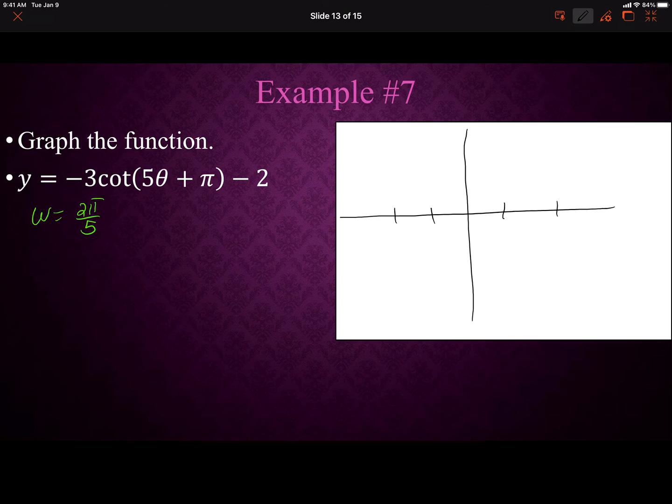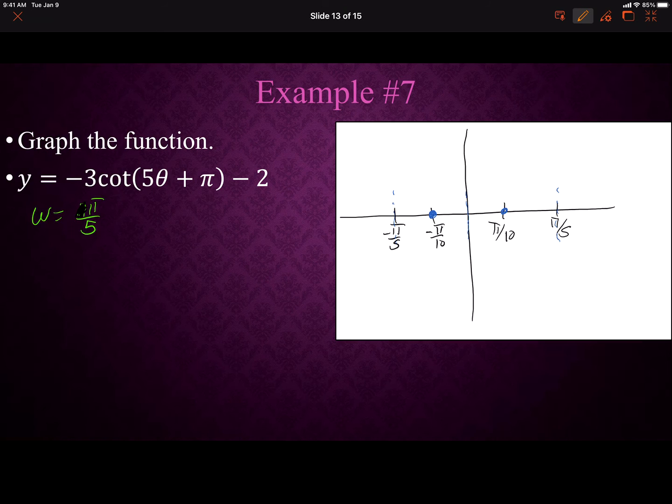The half period, sorry, would be pi over, this should have been just pi over 5, not 2 pi over 5, because it's pi over b. So this is pi over 10 for the half, pi over 5 for the full. Negative side is negative pi over 10 and negative pi over 5. So for the original, without the shifting, we have vertical asymptotes at negative pi over 5, 0, and positive pi over 5, with midline points here at negative pi over 10 and positive pi over 10.